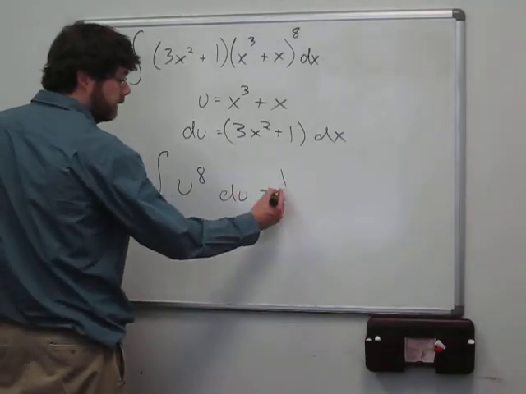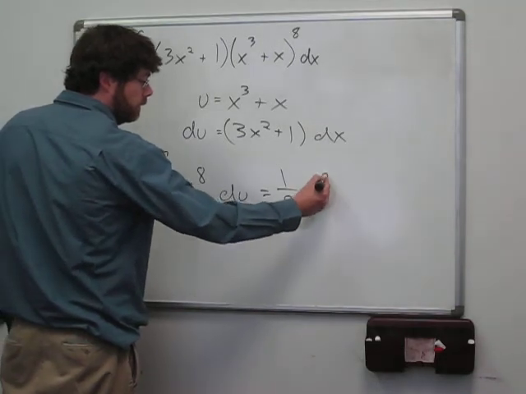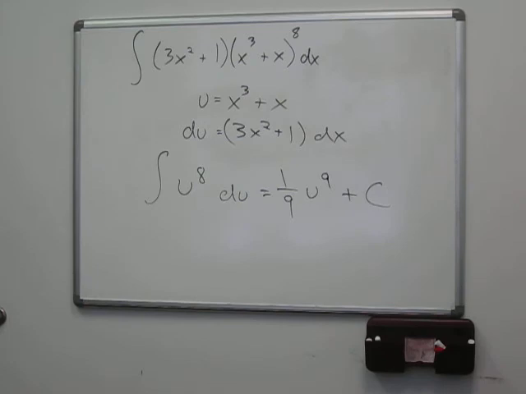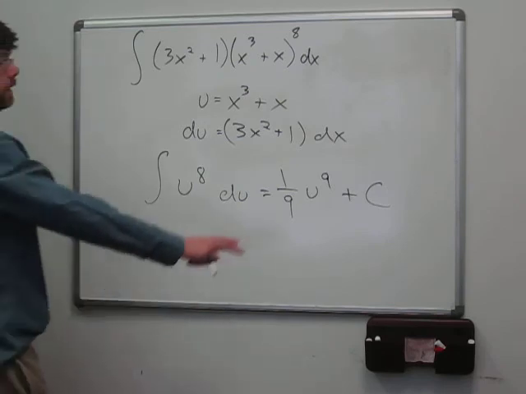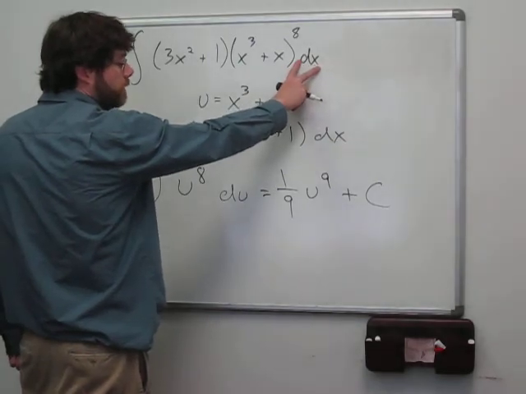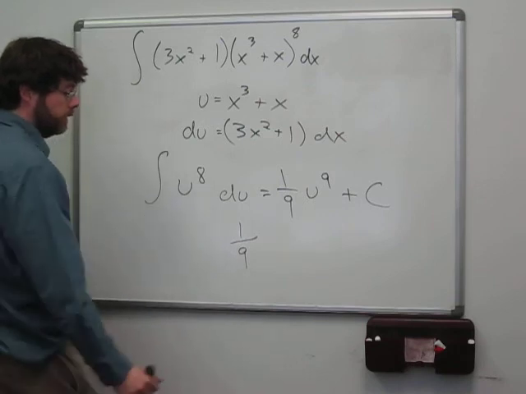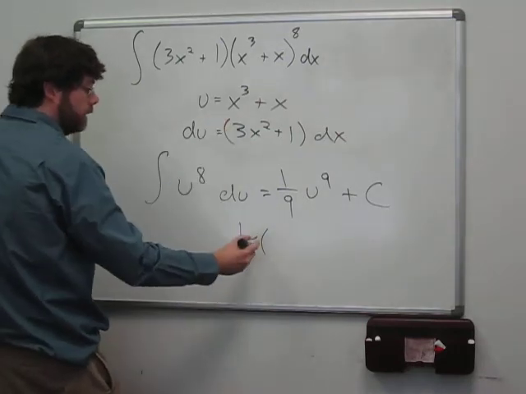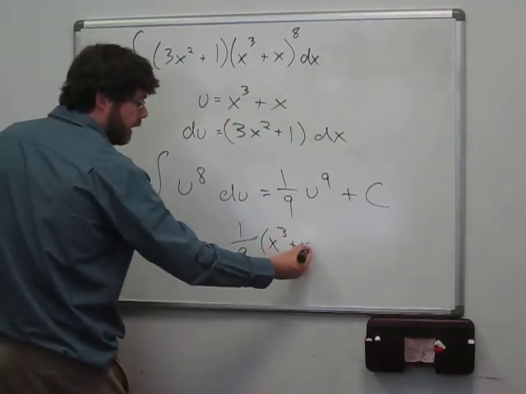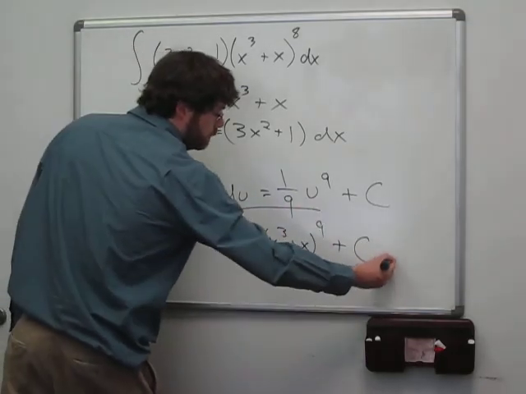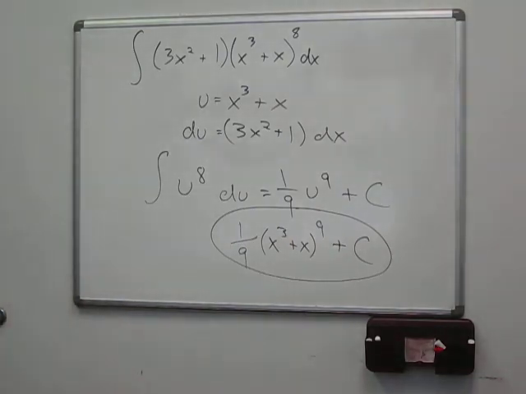and to find the antiderivatives with respect to u, we're just going to add 1 to the power and divide by the new power. But ultimately, we wanted antiderivatives in terms of x. So to find those antiderivatives, I simply substitute x cubed plus x back in for my u. And so we have arrived at the answer that we started with.